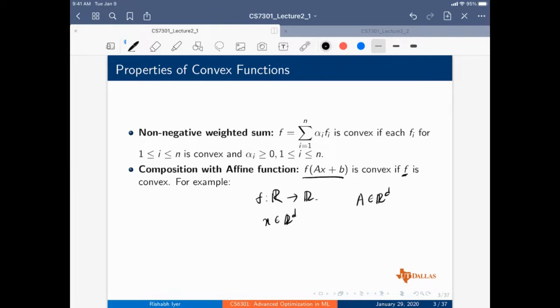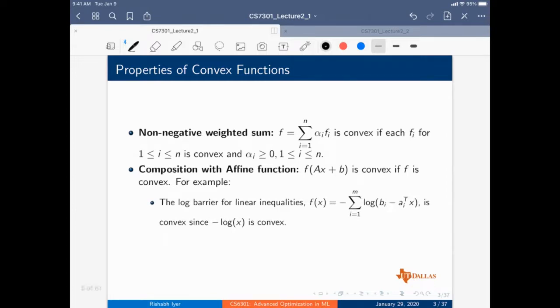But this could also be a matrix, in which case f is a function from R^m to R, and a here is a matrix in R^(m×d), right? So basically both variants of these functions are convex. But this is typically useful, for example, in machine learning, where you have a scalar case. So you have a scalar function and then you compose this with an affine kind of vector value.